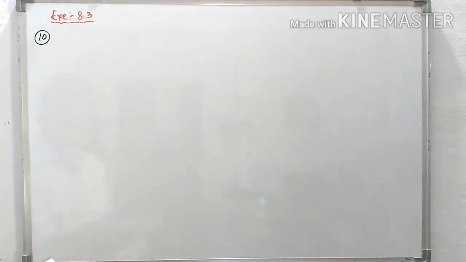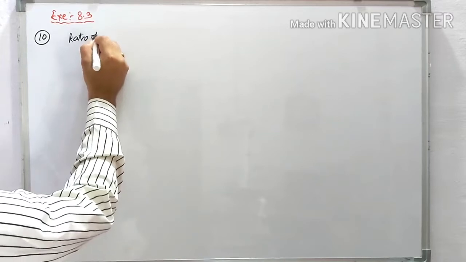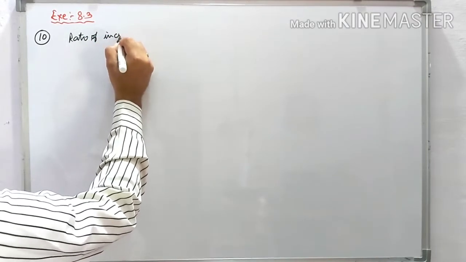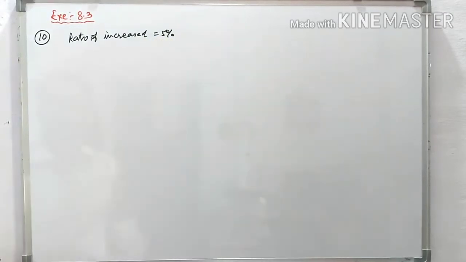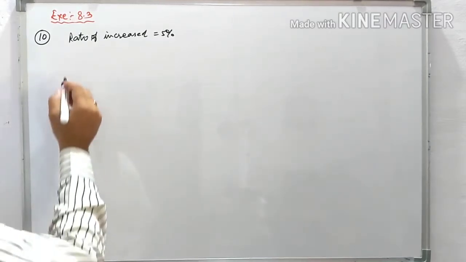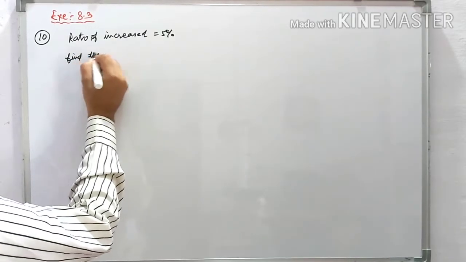Question number 10 is based on population. The population of a place increased to 54,000 in the year 2003 at the rate of increase of 5%. It means the rate of increasing is 5%. And the first question is to find the population in the year 2001.